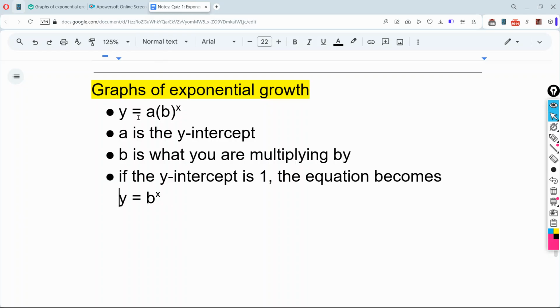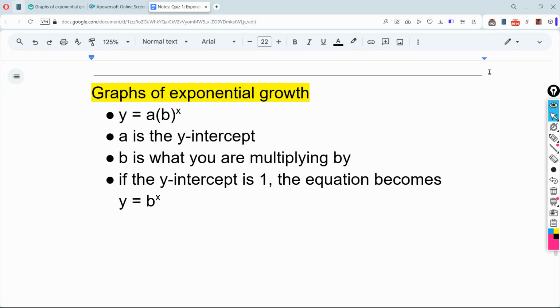You want to remember that the exponential equation is in the form of y equals a times b to the power of x. On the graph, a is going to be your y-intercept, b is what you are multiplying by, and if the y-intercept is 1, the equation becomes y equals b to the power of x.